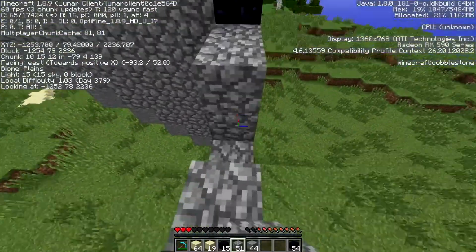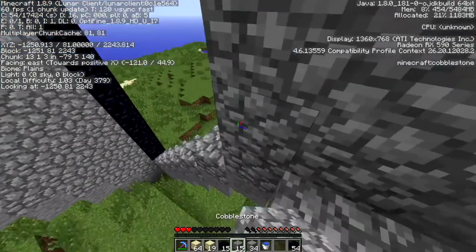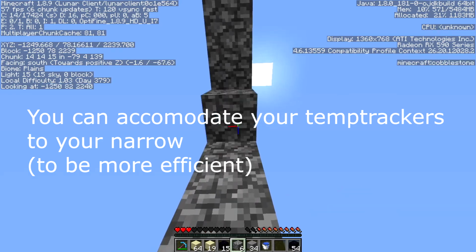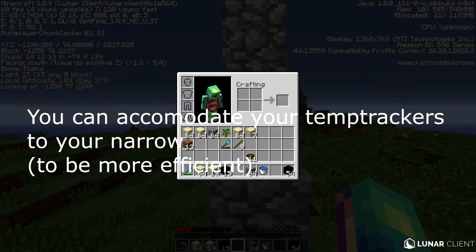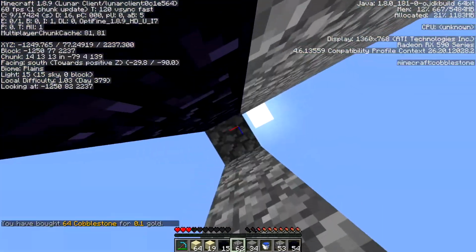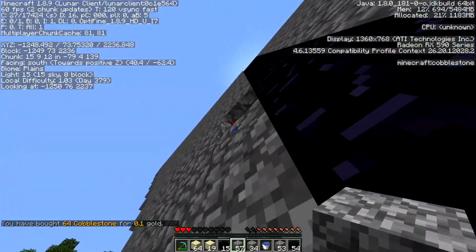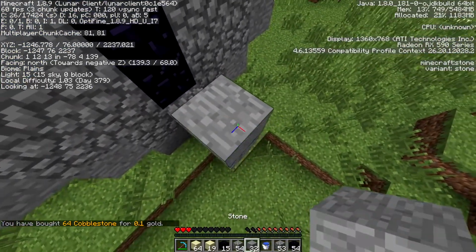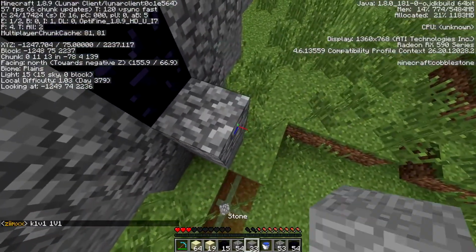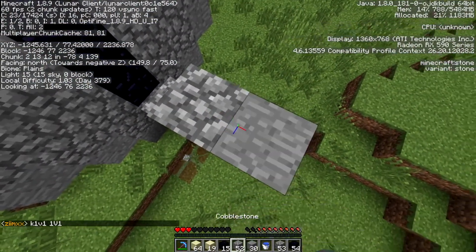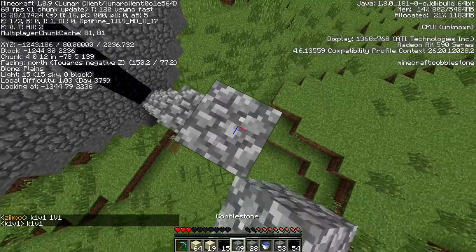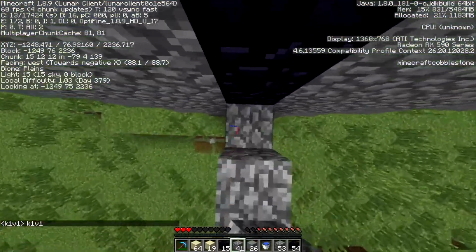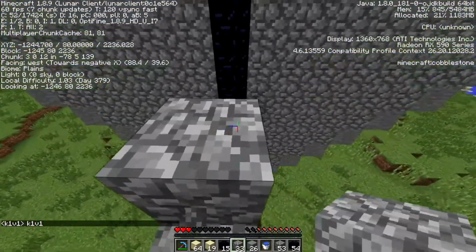So right now I'm just doing the temp tracker. If you have a smaller narrow, you have to make smaller temp trackers as well. So what will happen once I actually end up using the temp tracker is the obsidian, cobble and stone blocks will actually end up disappearing while I'm tracking, which means I have to rebuild this all over again if I want to use this temp tracker or any other temp tracker.